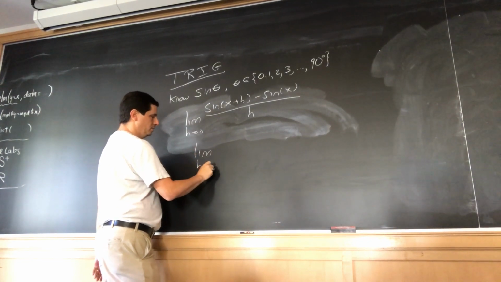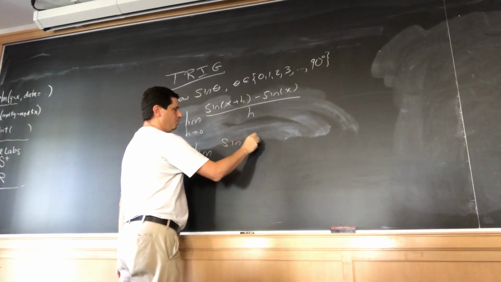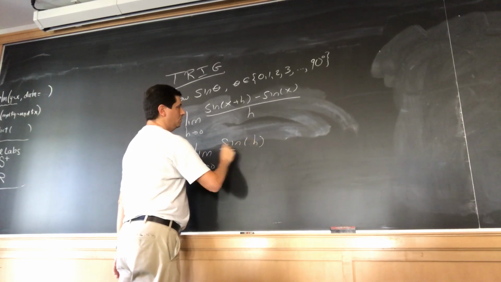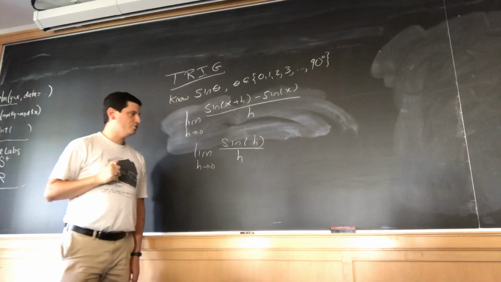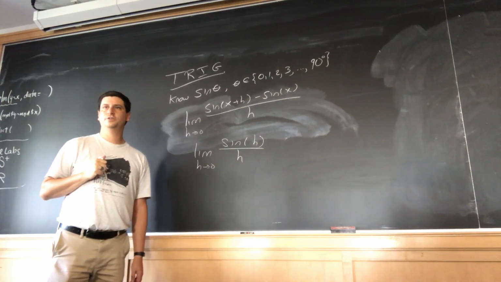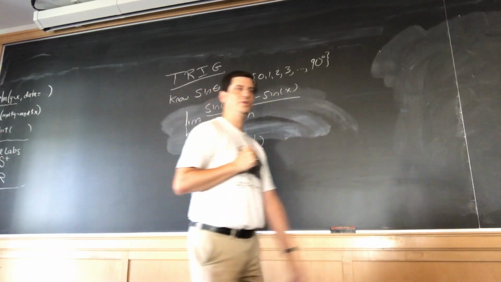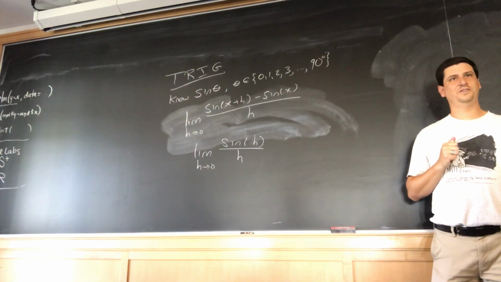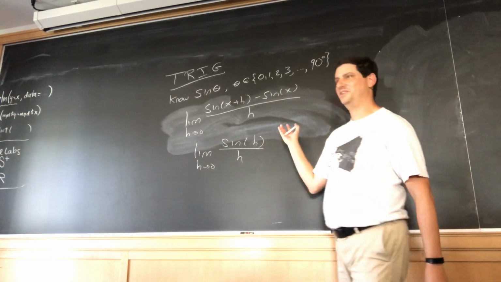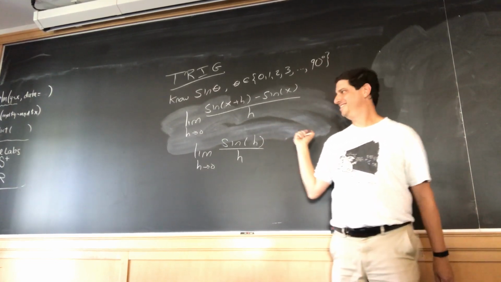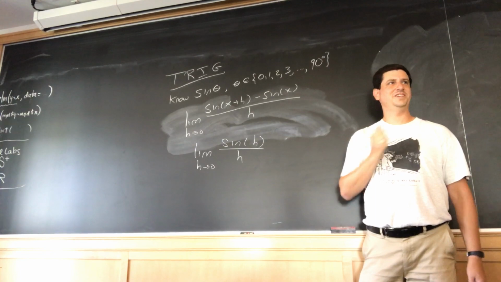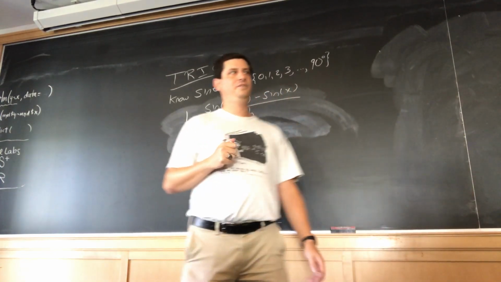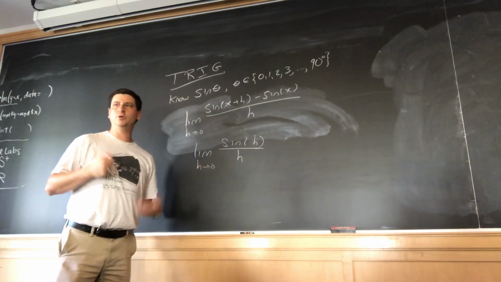Out of curiosity, and if you've seen me do this before, please don't answer. What's the limit as h goes to 0 of sine of h over h? What would that limit be? So what is this limit? Yes? Isn't it 1? It's 1. Good. How would you get that? Because we've got 0 over 0. How would you handle that?